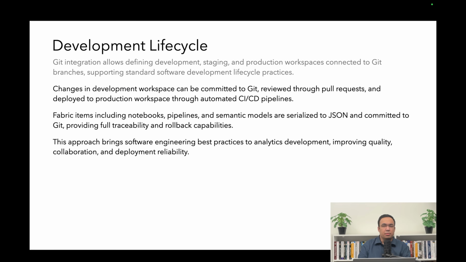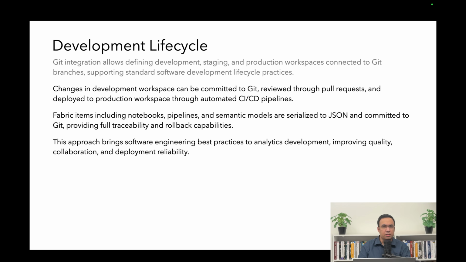Now, let me describe a typical development lifecycle using Git integration. Git integration allows defining development, staging, and production workspaces connected to Git branches. This supports standard software development lifecycle practices. You might have a development workspace connected to a dev branch in Git. Developers will make changes in the dev workspace. When they are ready, they commit those changes to the dev branch.